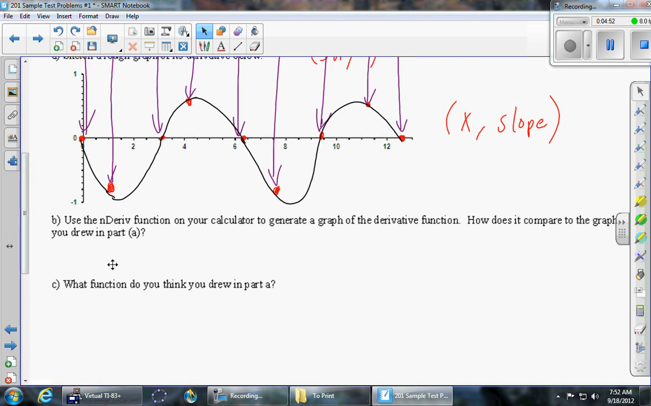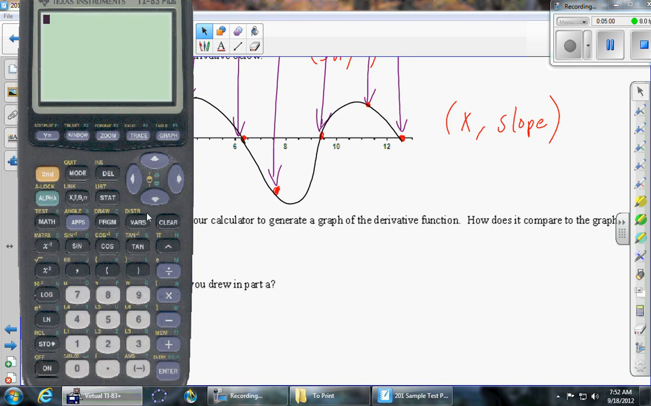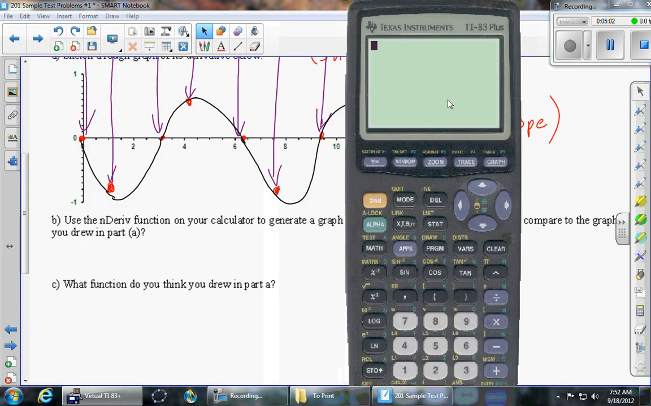Part B, use the nderiv function on your calculator to generate a graph of the derivative function. How does it compare to the graph you drew in part A? Okay, so before we even do the commands, we're really hoping that what the calculator says looks an awful lot like what our estimate was up here. So there are a few different ways to graph this. I'll just do one of them here.